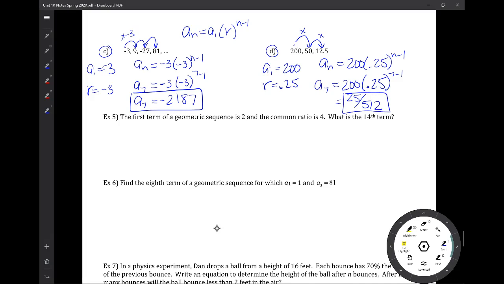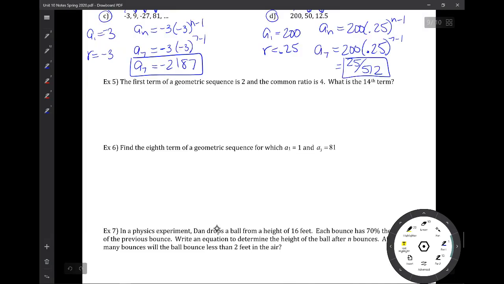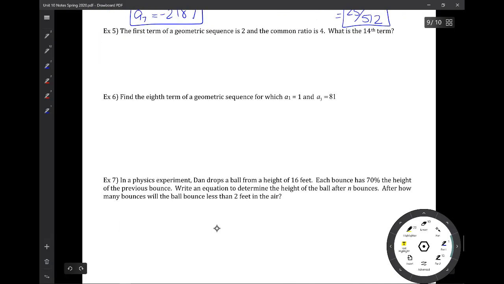All right, I actually think number 5 is too easy for us to take our time to work on now, but feel free to do that on your own. Take a look at number 6, though. This is asking us to find the 8th term when the first term is 1 and the 3rd term is 81. So sometimes I like to do this little skipping method. The first term, the 2nd term, the 3rd term. The first term is 1 and the 3rd term is 81, and they're telling me it's geometric.